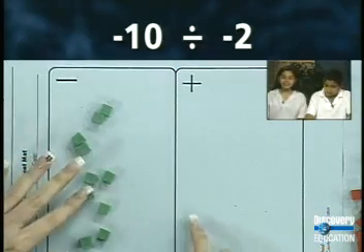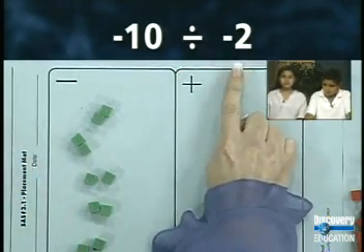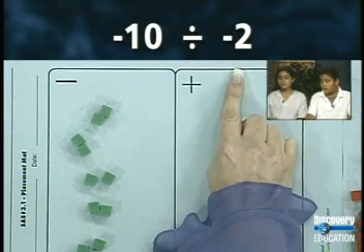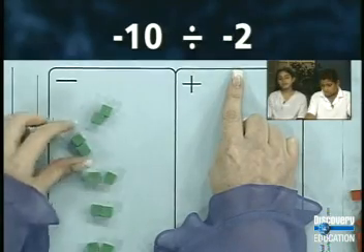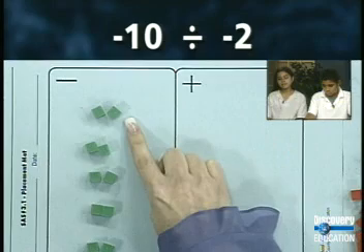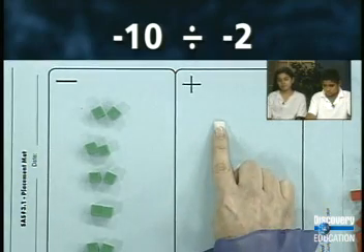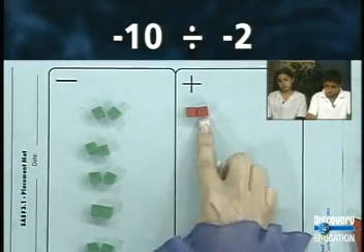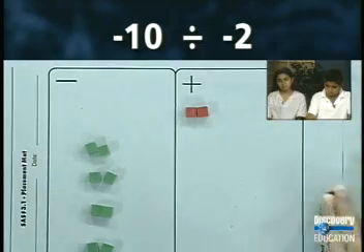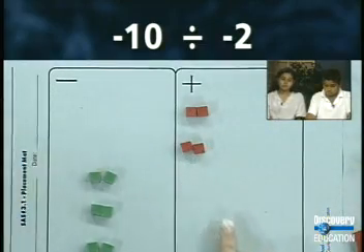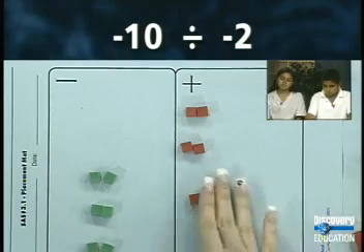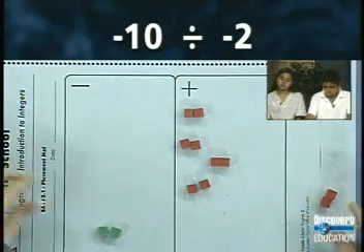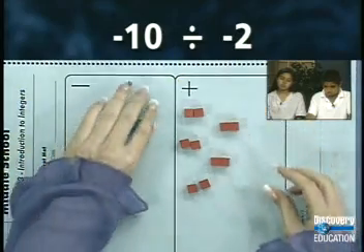Now, I not only want to separate them into groups of 2, but then I want to take the opposite of that answer because it's a -2, or an opposite, okay? So first I'm going to divide them into groups of 2. Now, I'm going to exchange each negative group of 2 for a positive group of 2 because that's the opposite. So I'm going to take this group of 2 and exchange it for this group of 2. Let's exchange this negative group for a positive group. We'll exchange this negative group for a positive group. We'll exchange this negative group for positive, and finally this negative group for a positive group.